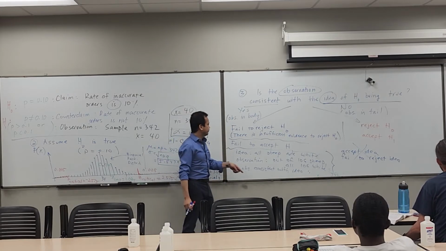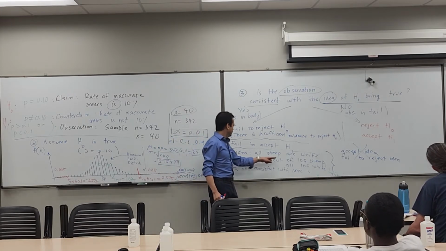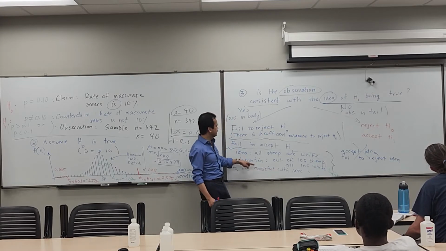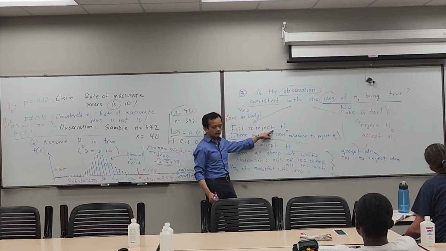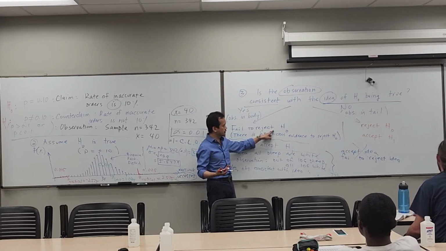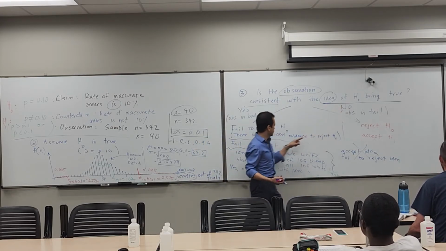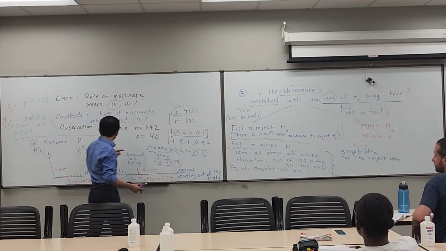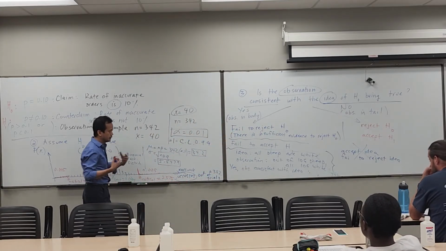So that's if we have an observation that is consistent with the idea. We can't accept the idea. The best we can do is fail to reject the idea. In hypothesis testing, the idea under consideration is H0, so that's why H0 is involved. And that again comes from step 2, where we're assuming that H0 is true. That's the idea under consideration.